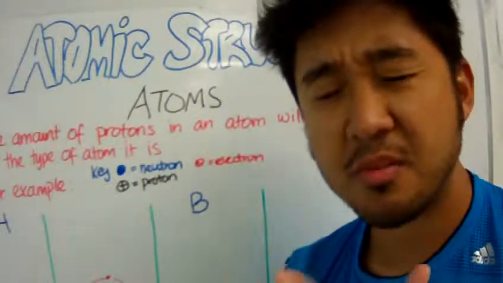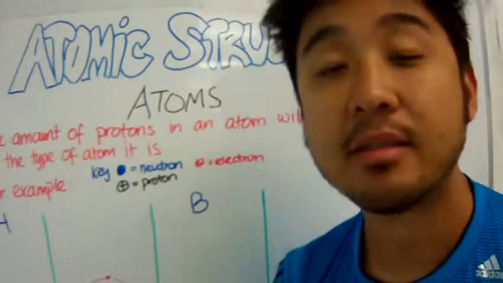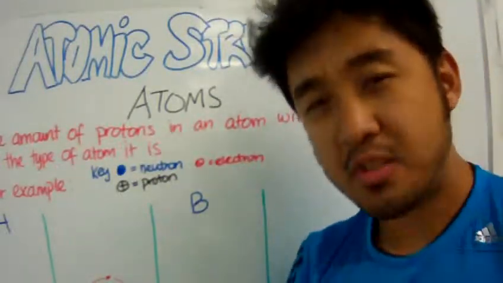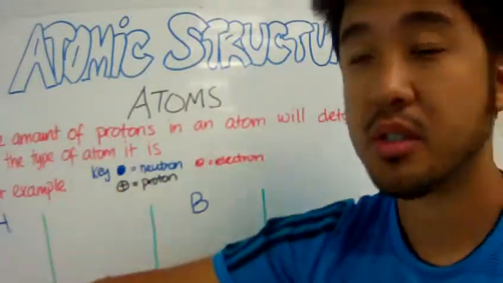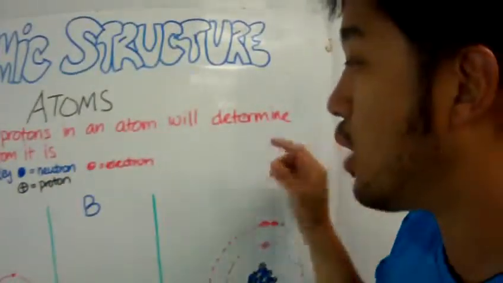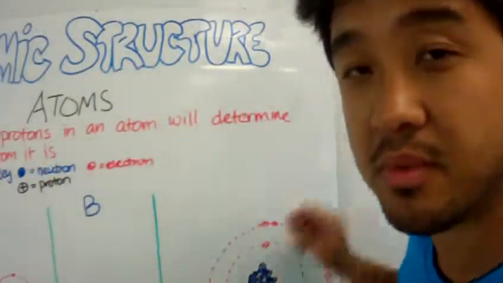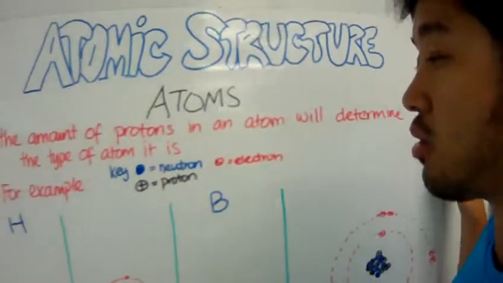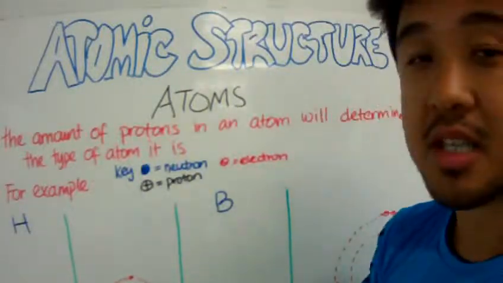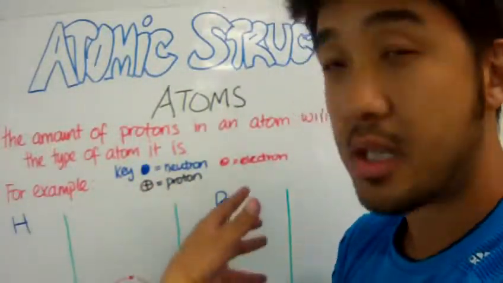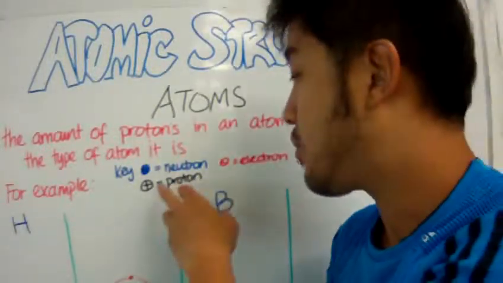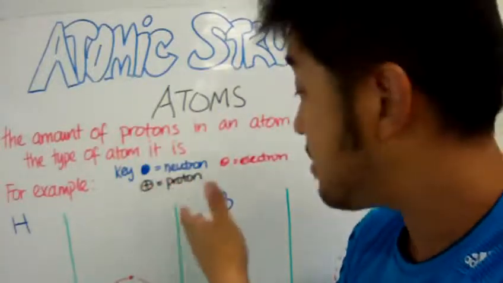In order to determine what type of atom you have, you have to know the proton number for that atom. So what I'm saying is that the amount of protons in an atom will determine the type of atom that atom is. So let's take a look at some examples and use these keys as indicators to what the subatomic particles are. We know that the atom has protons, possibly neutrons, and electrons.